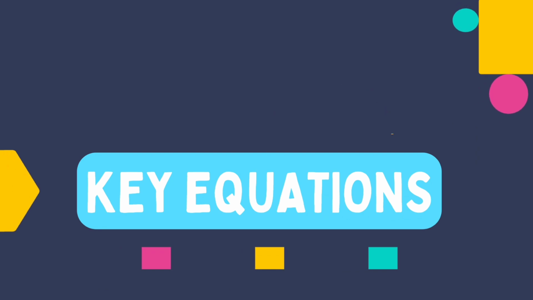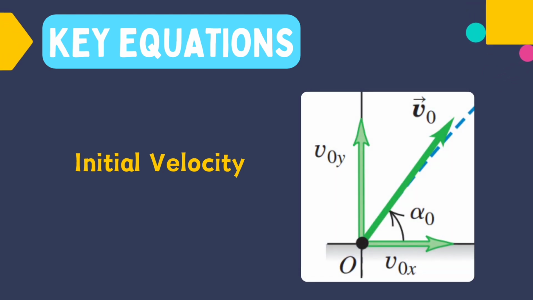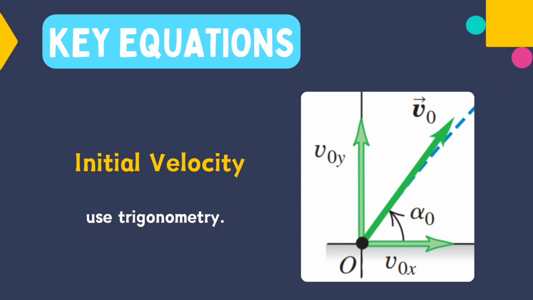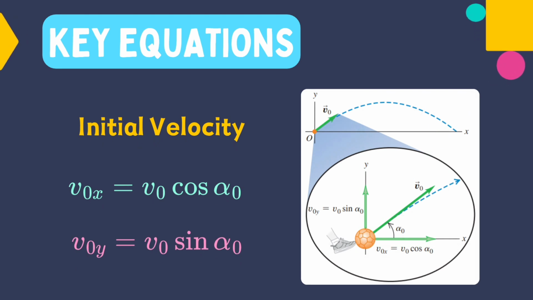Now, let's discuss the key equations. First up, initial velocity. To analyze the motions along each direction separately, we need to find the velocities along each axis. So if we have an object with initial velocity shown below, how would we get the initial velocity along x and y? Trigonometry. Doing that, we should get that v0x is equal to v0 cosine α0 and v0y is equal to v0 sine α0. Note that since v0 and α0 are constants, these values are constants too.